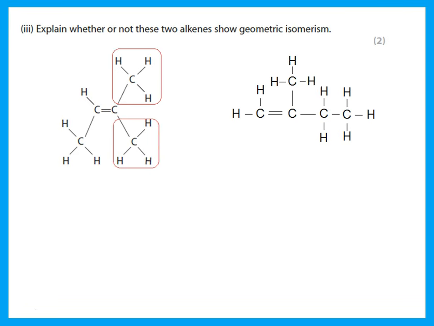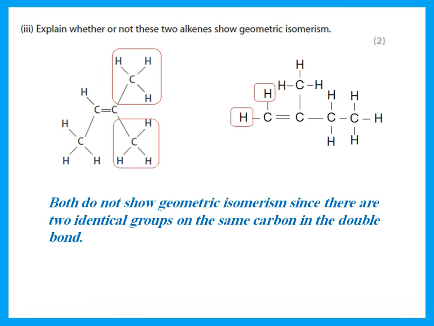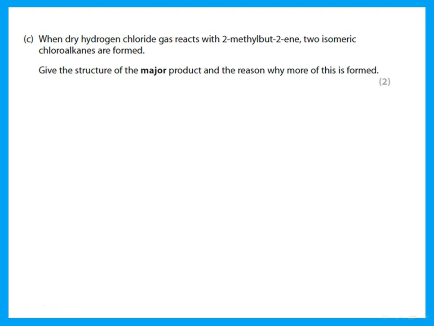Each of them has similar groups on the same carbon. If they have similar groups on the same carbon, they cannot form a cis or trans. So actually, they will not show geometric isomerism because there are 2 identical groups on the same carbon in the double bond. When dry hydrogen chloride gas reacts with 2-methyl-butene, 2 isomeric chloroalkanes are formed.